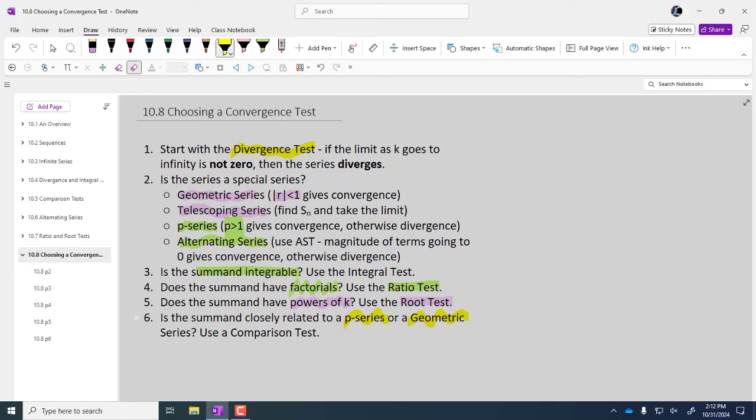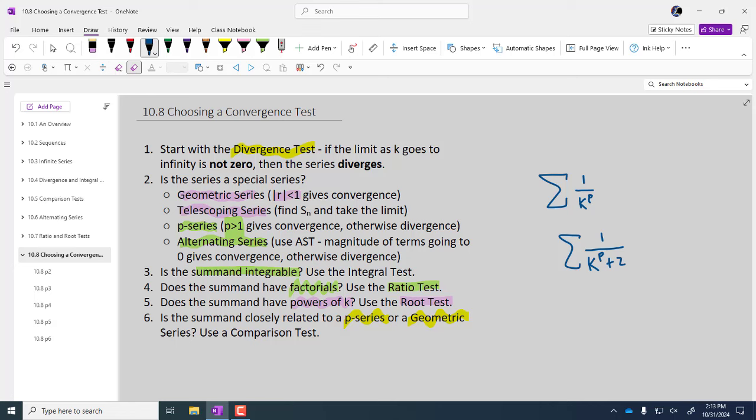So here's the last, we just did a little bit of this, the comparison test. One thing that we have to remember is that a p-series is very specific. Right? For a p-series, it's 1 over k to the p. So if it's not in that form, it's not a p-series. It might be very closely related, but if you have something added or subtracted down here, this is no longer just a p-series. That's a modified p-series.